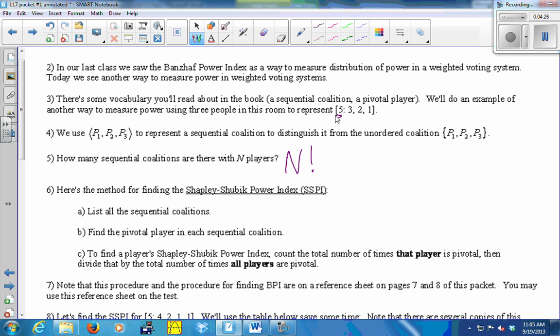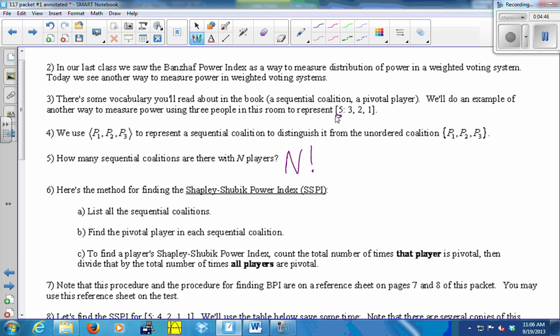Anybody know what factorial means? No, that's not what it means. Calix, you remember what it means? Close, times. Yeah.